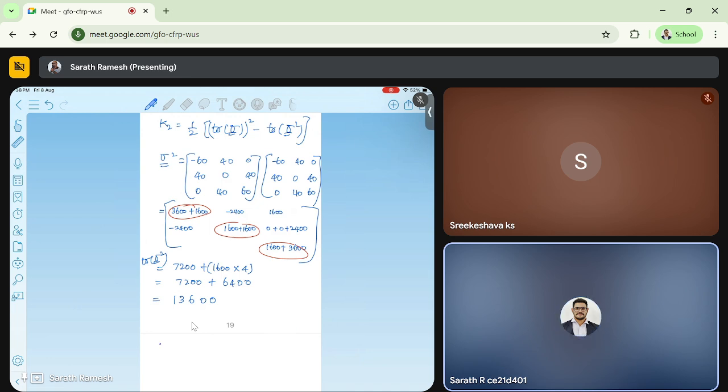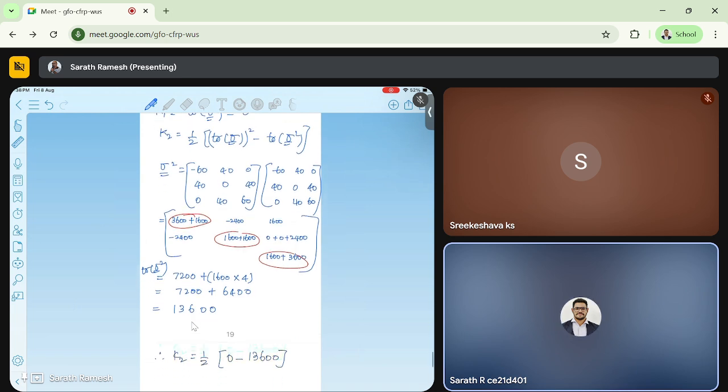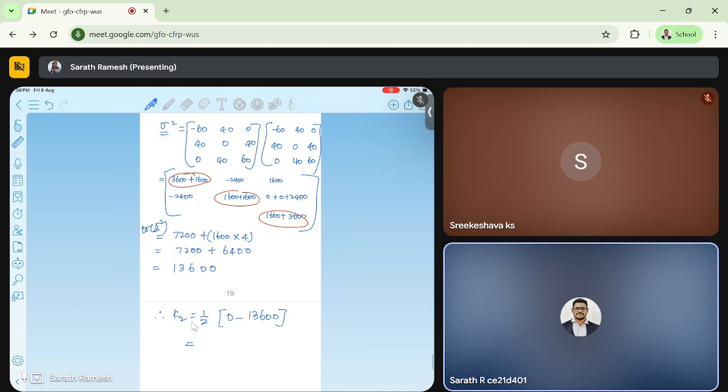Now what is K2? K2 is therefore half of 0 minus 13,600, which is equal to minus 6,800. Okay, is it correct? This is K2.